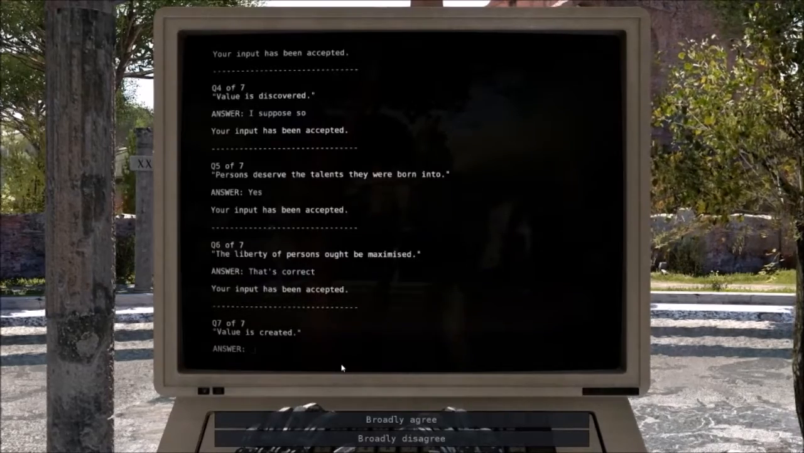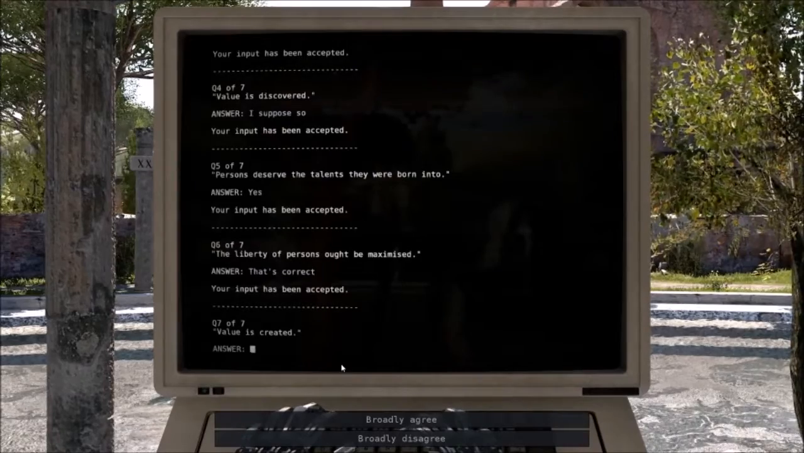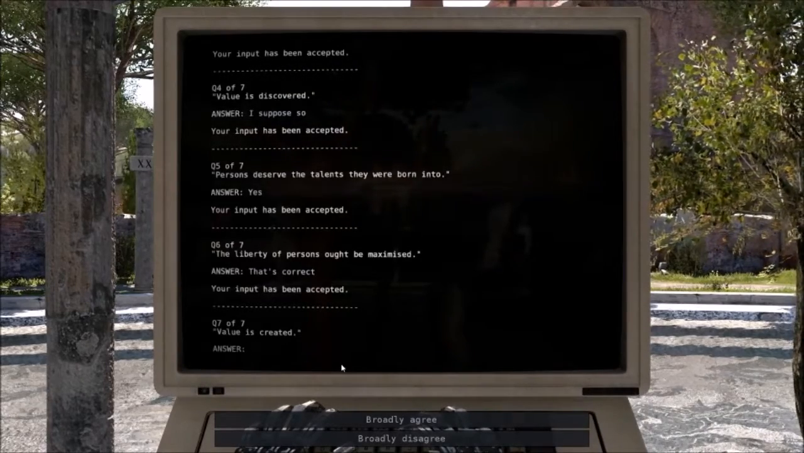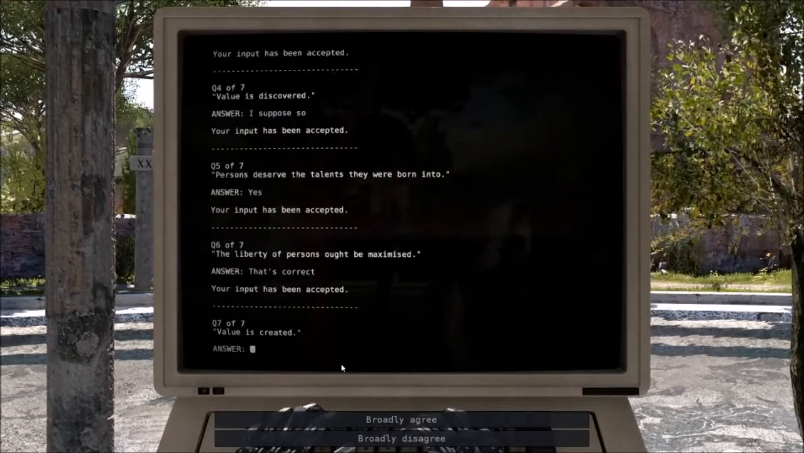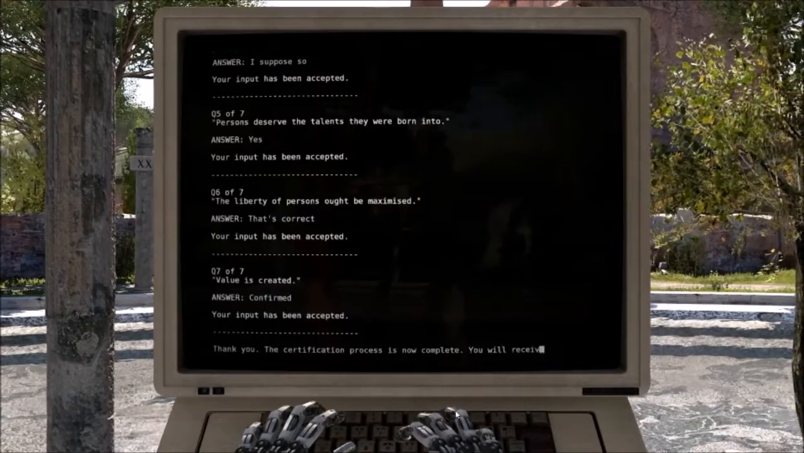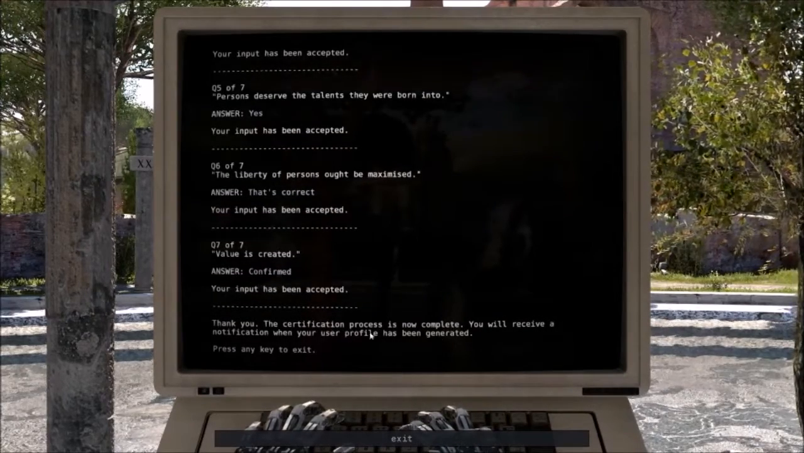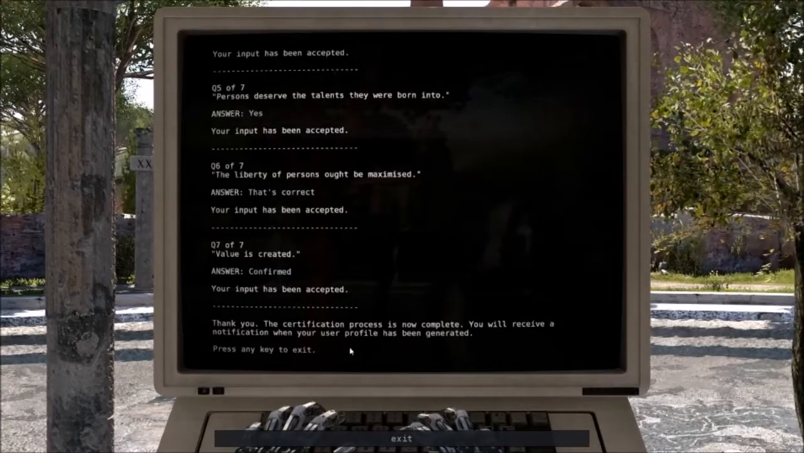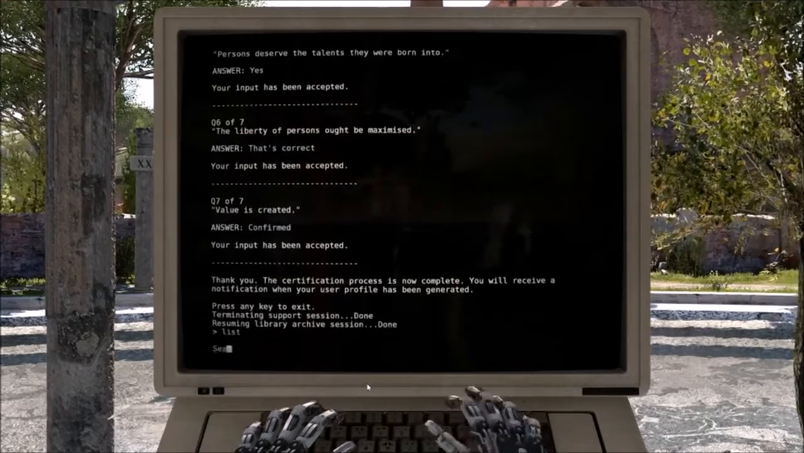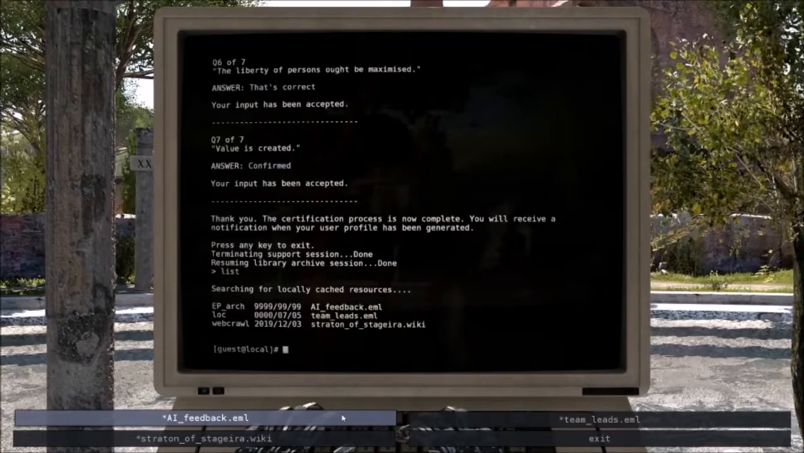I don't know, I guess if value is discovered, then by extension, when you discover value, then in a way you create that value, so I guess agree. The certification process is now complete. You will receive a notification when your user profile has been generated. Okay. Okay. AI feedback. Email.